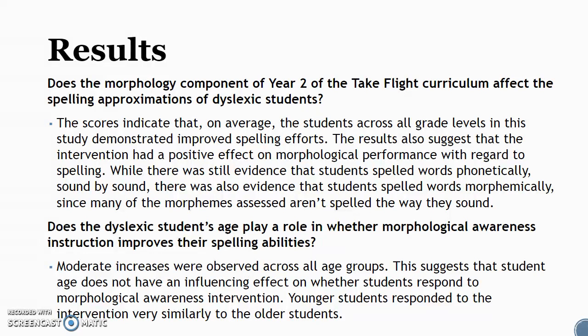Second question: does the dyslexic student's age play a role in whether MA instruction improves their spelling abilities? While you could tell there were moderate increases observed across all age groups, this suggests that their age doesn't have an influence on whether they respond to the interventions. They all pretty much responded very similarly, regardless of age or grade.